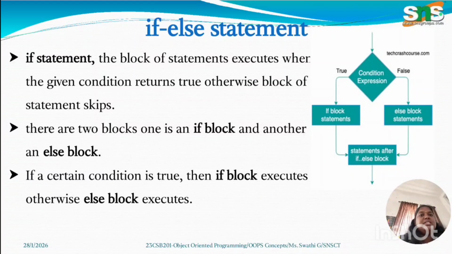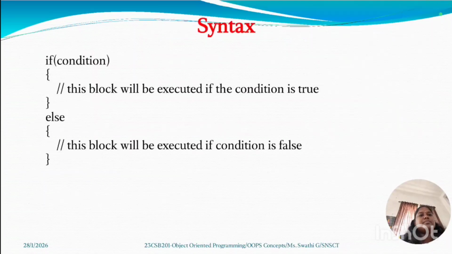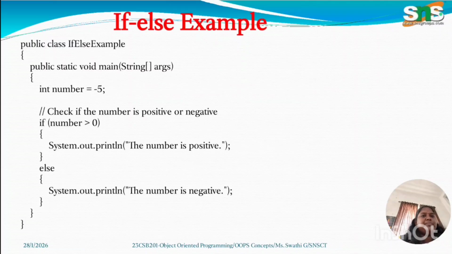Next, the if else statement. In an if statement, the block of statements executes where the condition returns true, otherwise the block is skipped. If there are two blocks, an if block and an else block, then if the condition is true the if block will be executed, otherwise the else block will be executed. We have shown the diagram here. The syntax of if else is: if condition, block, else, block. If the condition check gives true, the if block will be executed. If the condition is false, the else block will be executed.